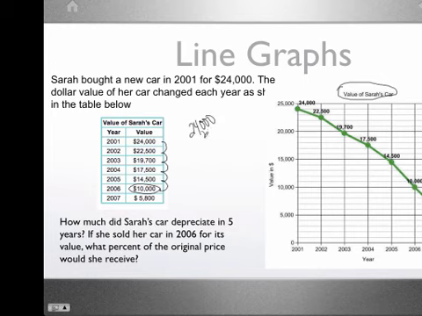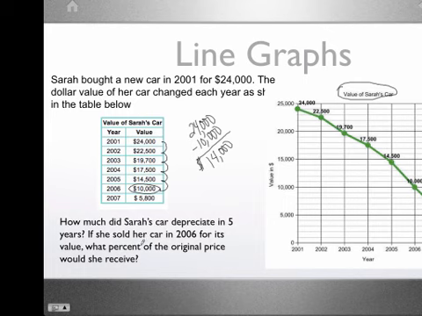Okay, take our $24,000, which was its original value, and subtract the $10,000, which is what it would sell for 5 years later. When we do that, we see that the depreciation is $14,000. That's a lot of depreciation in only 5 years. Now, if she sold her car in 2006 for its value, what percent of the original price would she receive?